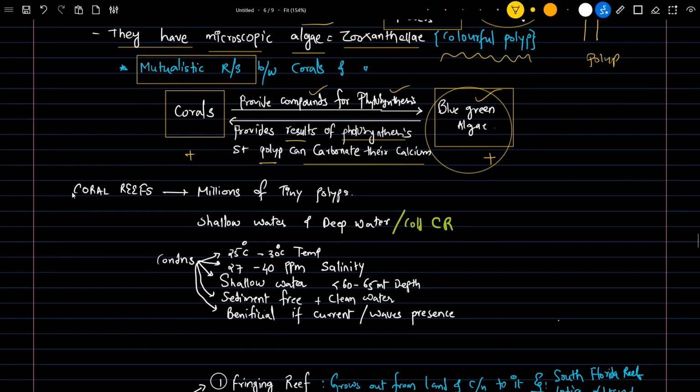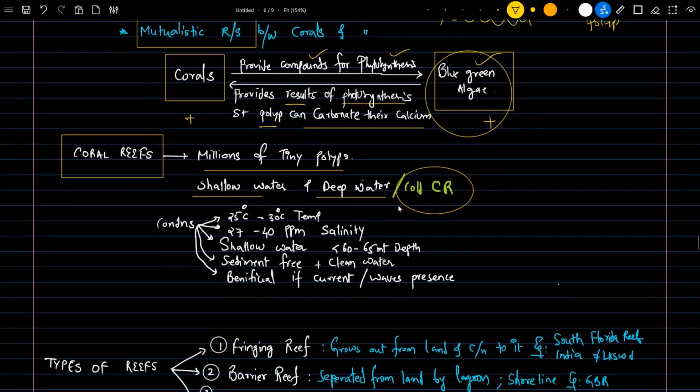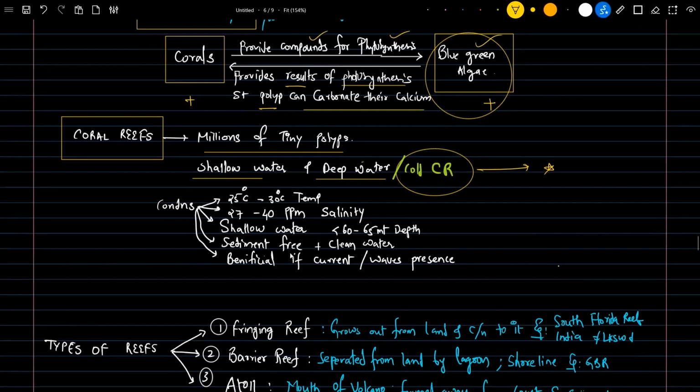Next, coming to coral reefs. Up to now, what we saw is basically the corals. A coral reef is simply millions of tiny polyps. If a large group of polyps is present, then it is simply called a coral reef. It can occur in both shallow water and deep water. In deep water, we can say there will also be a cold coral reef present. This is an important point which we'll discuss a little later.